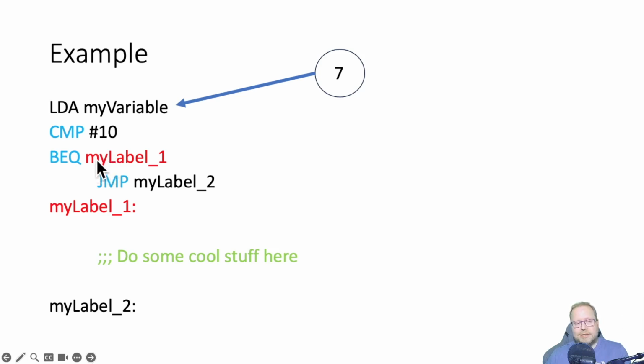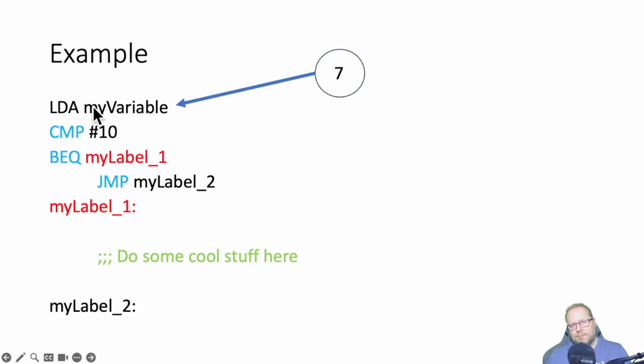Well, in that case, if that condition is not true, then I just continue on to the next line. And here it says JMP, my label 2. The jump command doesn't check for anything, so we just jump down here. So that's a very simple example of how we're comparing and branching.